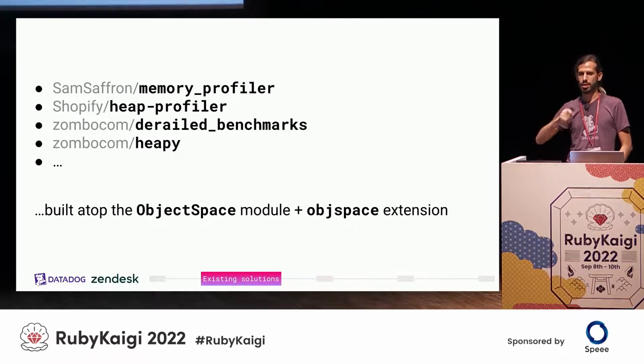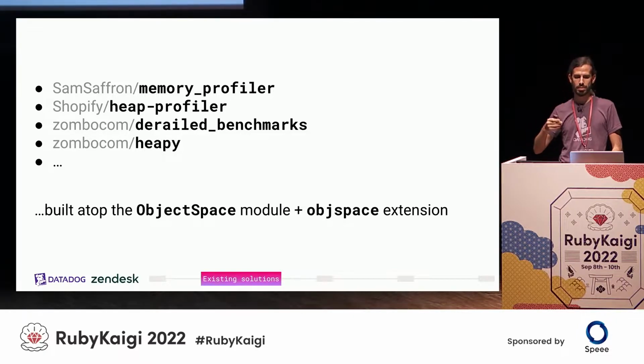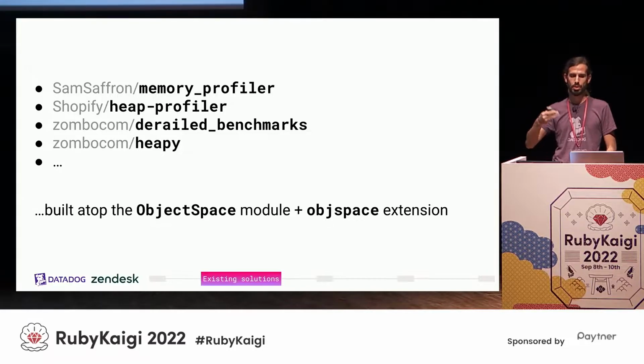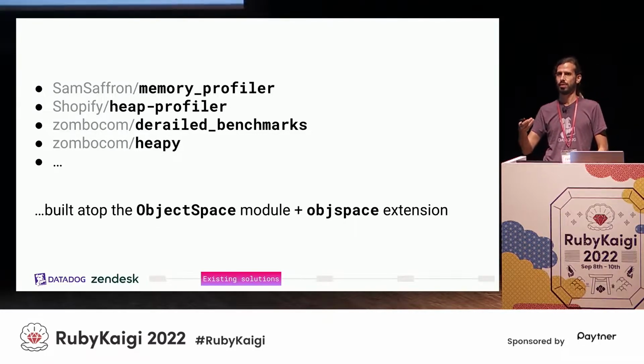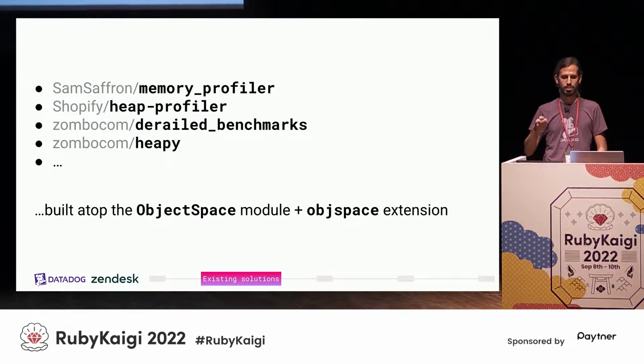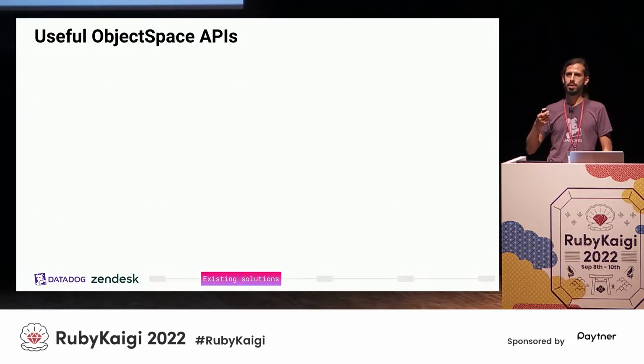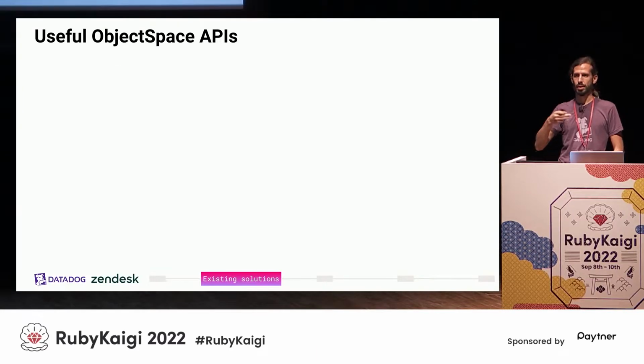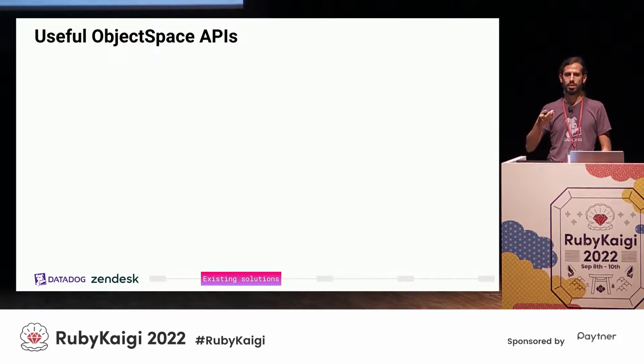The key thing that unifies all of these gems is that the data gathering part is usually built on top of the ObjectSpace module and ObjectSpace extension that Ruby ships. So let's get a bit more into this part. These are useful ObjectSpace APIs that most of these gems, in some way or another, get their data from.